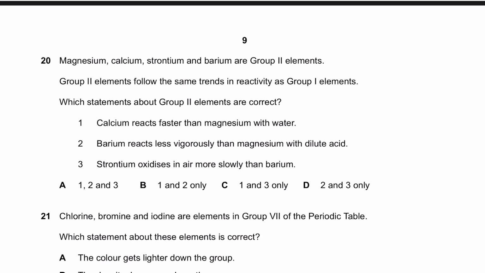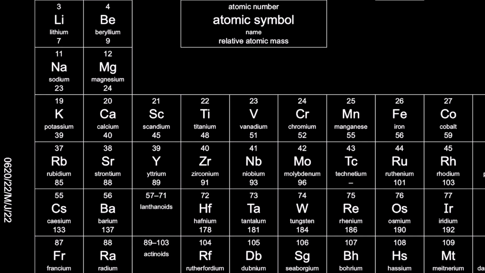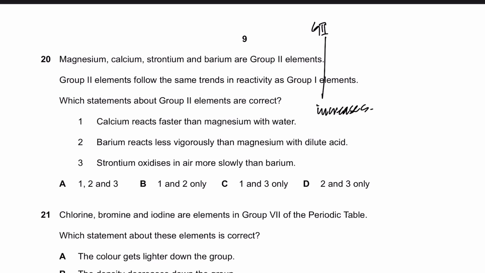Magnesium, calcium, strontium, and barium are group 2 elements. Group 2 elements follow the same trends in reactivity as group 1, which means that the reactivity down the group would actually increase. We've also discussed that in class, although it was not a part of your course. So reactivity of group 2 increases down the group, which means that calcium reacts faster than magnesium with water. Let's check group 2. Calcium is below magnesium. That's why it would react faster, because down the group the reactivity increases.